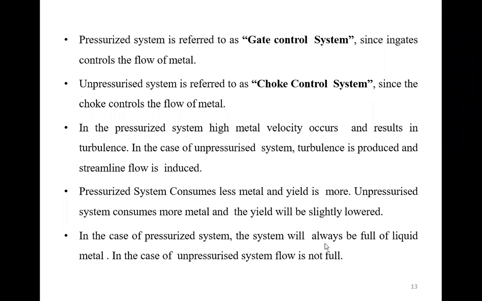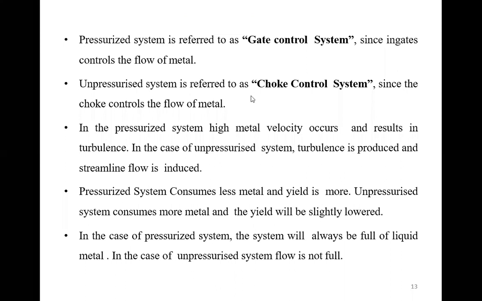So in case of a pressurized system, the system will always be full of liquid metal. In case of an unpressurized system, the flow is not full. This is very important, because in a pressurized system the total control is taken under a gate. So we flow a correct amount throughout the choke, the runner is filled, and a gate takes a very small amount of liquid.